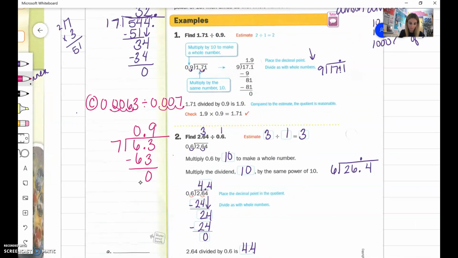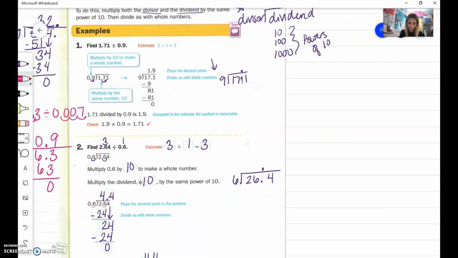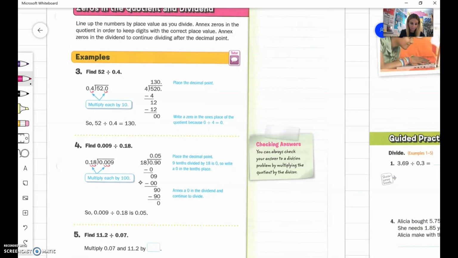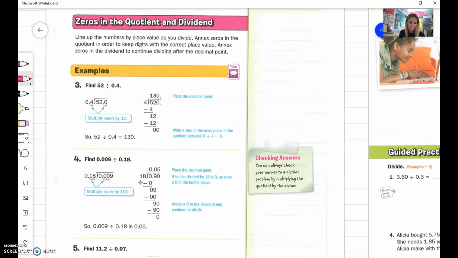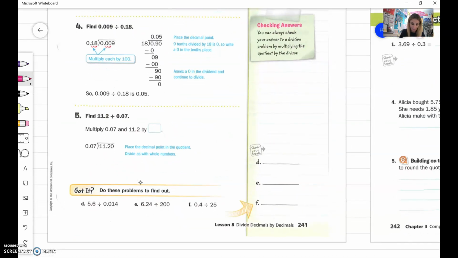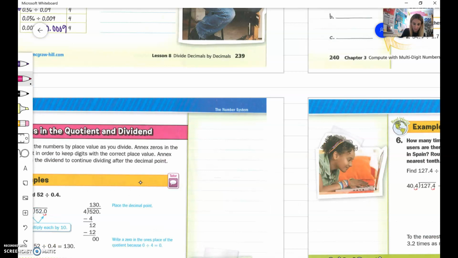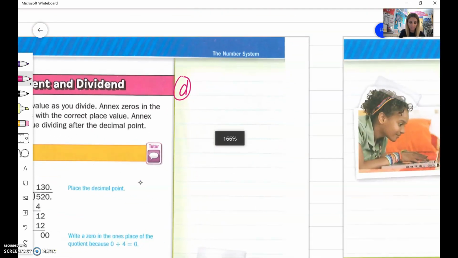Okay, now let's jump over to some example problems here. Zeros in the quotient and dividend. This is where we're going to have to annex some zeros. So let's take a look at D. So on this page, on page 241, we're going to do D together. Let me zoom in here a little bit.